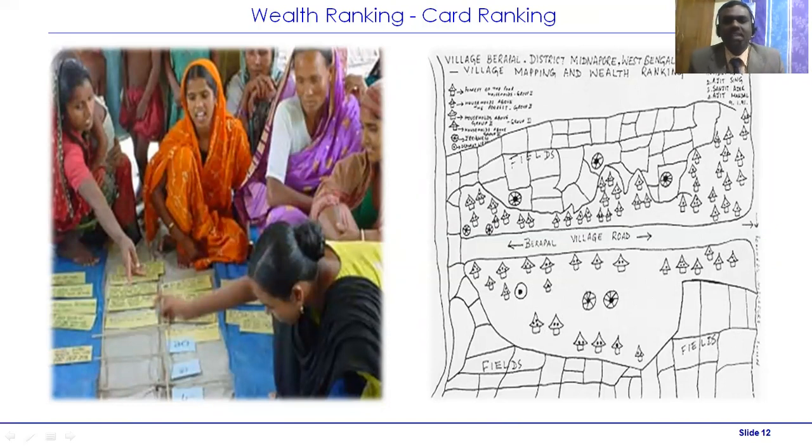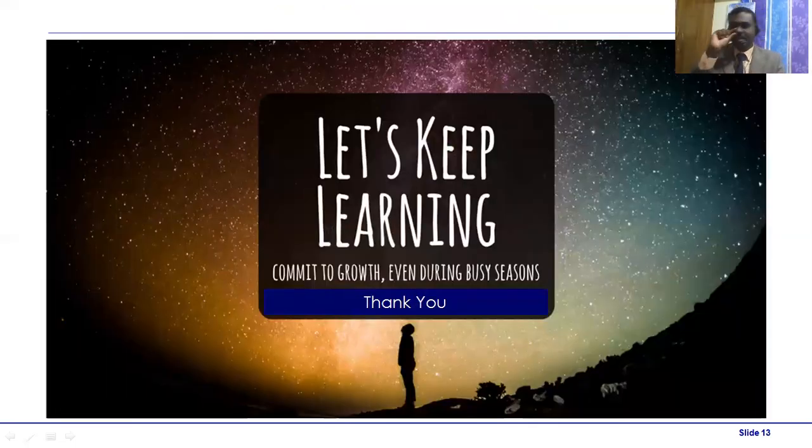Then wealth ranking is a very important technique. We can collect information about the households, for example, what assets they have and what their income level is. When we collect all this information, it can be categorized into three levels: one is poor, another is middle, another is rich. So we can categorize the people in the community so that we can understand the poor households, help them, and also develop a project for the poor households. So this is wealth ranking.